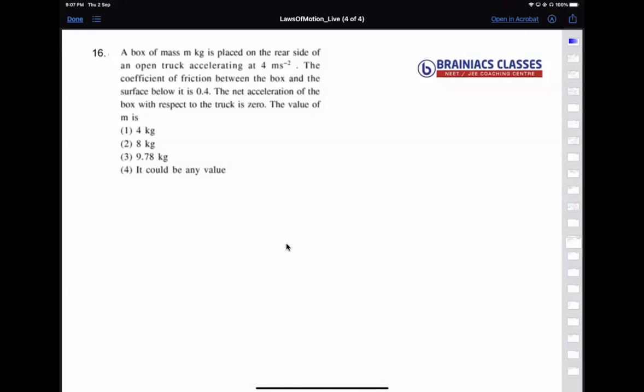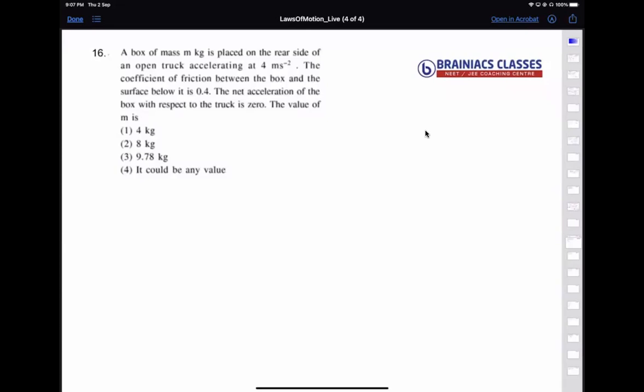Question number 16. Till 15 we have discussed, and we are in question number 16. A box of mass m kilogram is placed on the rear side of an open truck, accelerating at 4 meters per second square. The coefficient of friction between the box and the surface is 0.4. The net acceleration of the box with respect to the truck is 0. The value of m is?